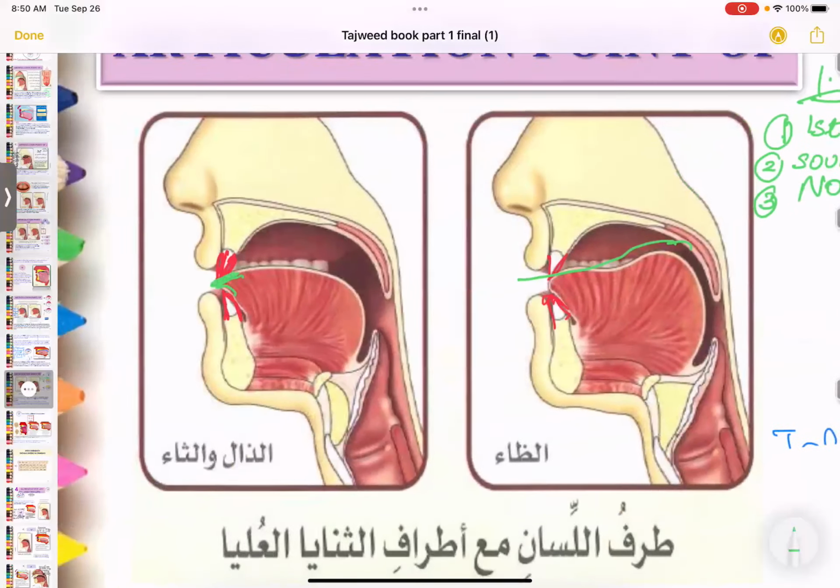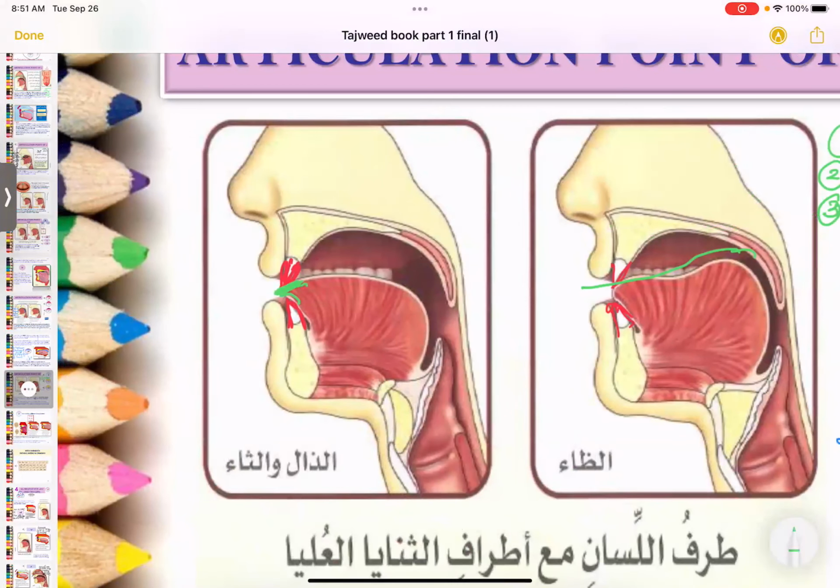Now let's look at the next two letters, Dal and the letter Tha. What's the obvious difference between Wa and these two letters is that the back of the tongue is not raised. The back of the tongue is lowered, and since the back of the tongue is lowered, it is a letter of istifal. Istifal means tarqiq.